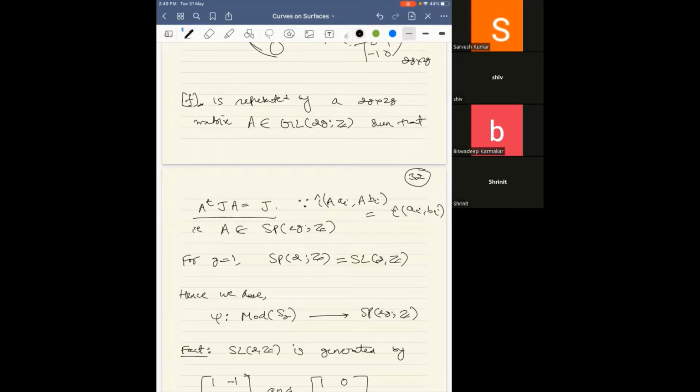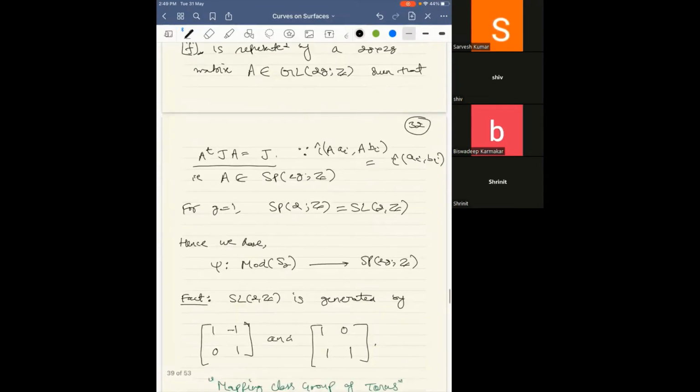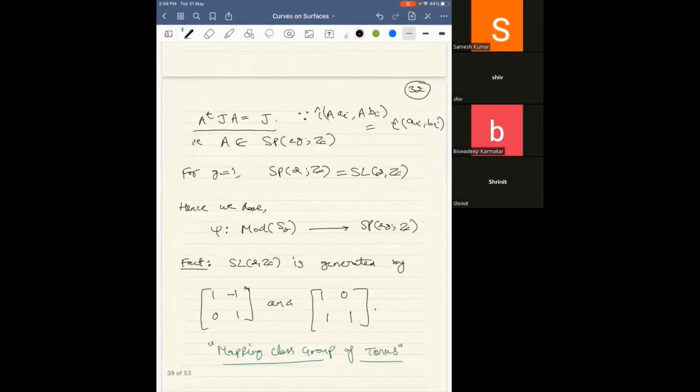Okay. So this we will use, and again, this is a fact that SL(2, Z) is generated by elementary matrices, right? So this fact we will also use, that you can generate SL(2, Z) by elementary matrices. Okay.